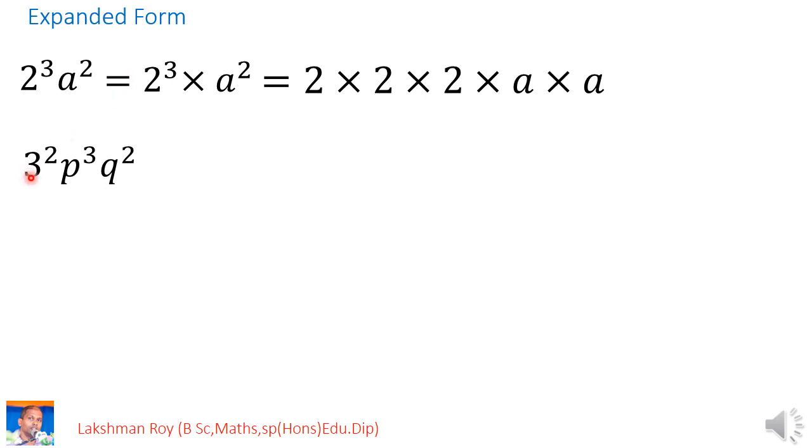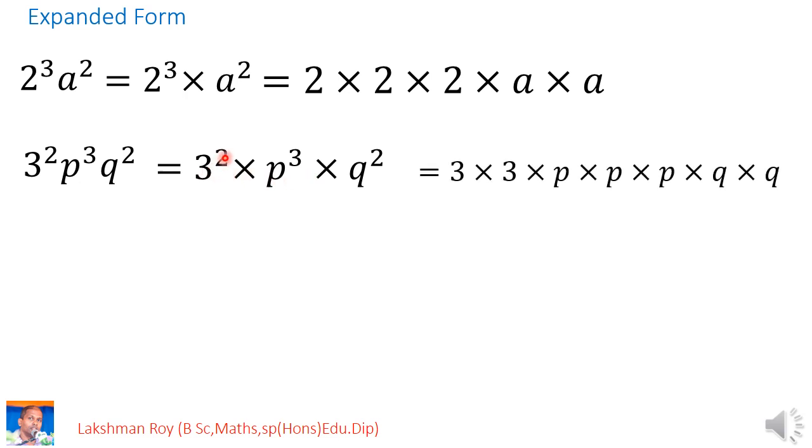Let's see another one, students: 3 to the power 2, p to the power 3 and q to the power 2. Let's see how to write expanded form. Before going to the expanded form, you should understand the operation between 3 to the power 2 and p to the power 3. You see there is multiplication here, and between p to the power 3 and q to the power 2, what is the mathematical operation? That is also multiplication. Now you can expand 3 to the power 2, that means 3 into 3.